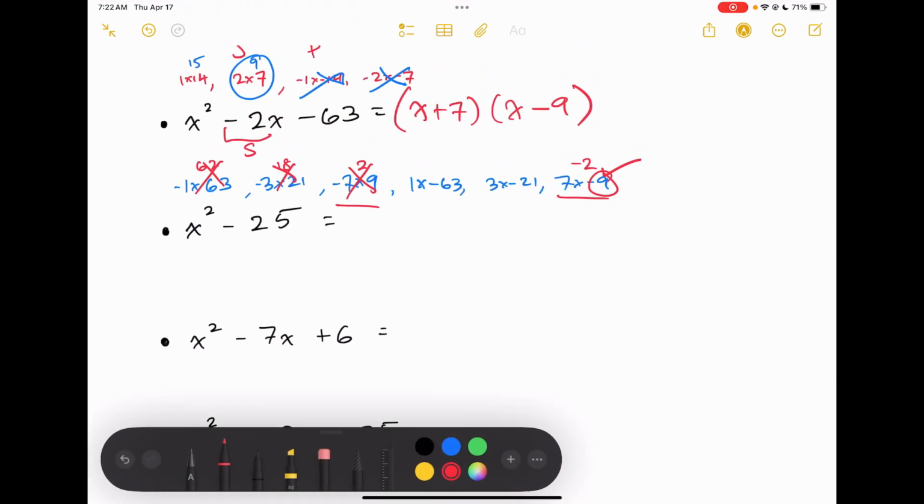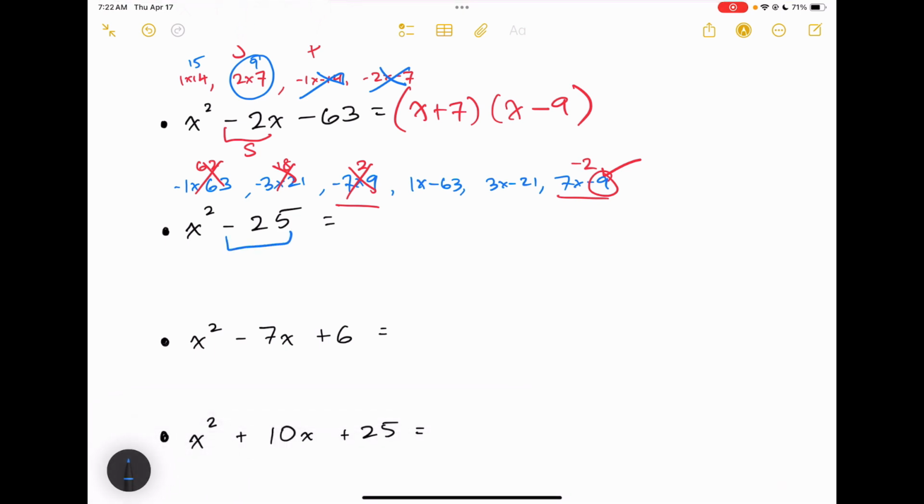Here's a clever and cheeky trick. X squared minus 25. The constant term here is negative 25, which is just p. But there's no x term. When there's no x term, what that means is s is 0.